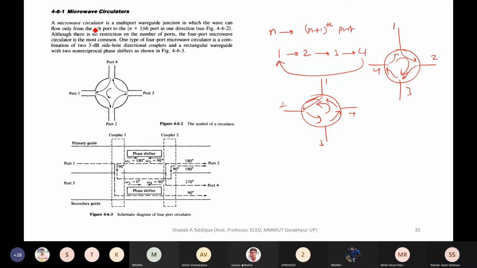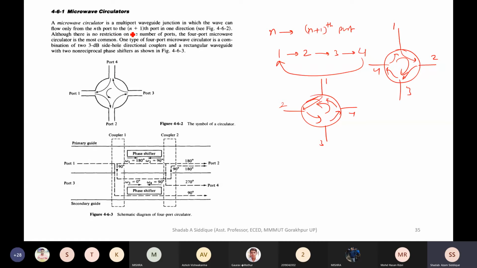Okay. So a microwave circulator is a multi-port waveguide junction. It is having n number of ports. It can be a 4 port, it can be a 3 port, it can be a 5 port, it can be n number of ports. So it is a multi-port waveguide junction in which the wave can flow only from nth port to n plus 1th port. So you will have a doubt, sir, if we are talking about 4th port, it will become 5th port. So fifth will become the first port, in a cyclicity. So this will be in a cyclicity form.